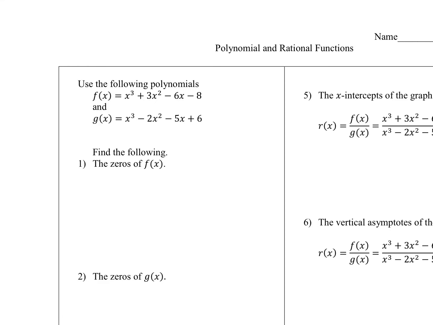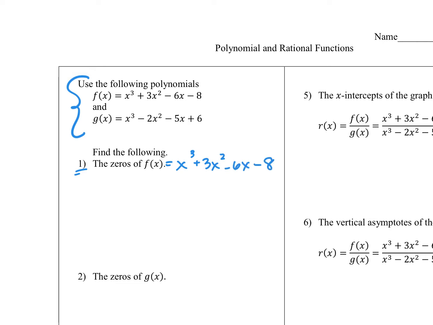All right, we're going to review polynomial and rational functions. So the first thing that we have given to us is these two polynomial functions, f of x and g of x. The first thing it wants us to do is find the zeros of f of x. So f of x is x cubed plus 3x squared minus 6x minus 8.